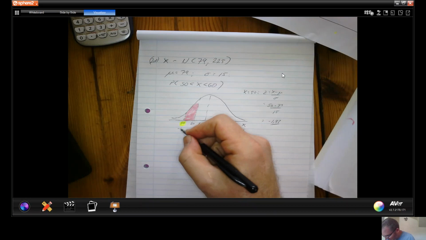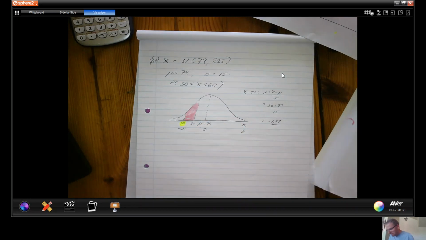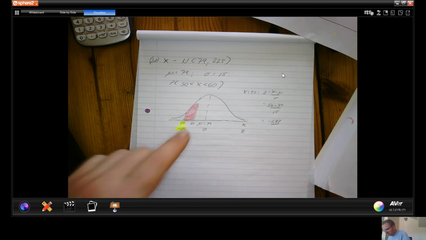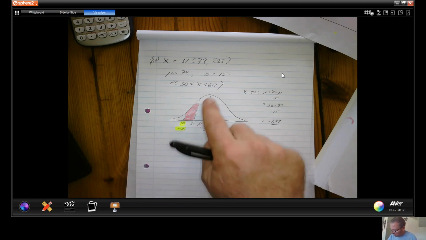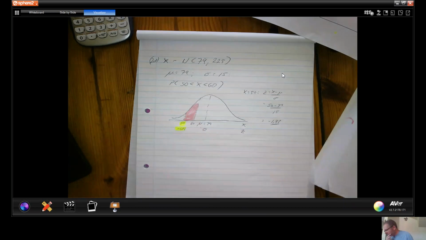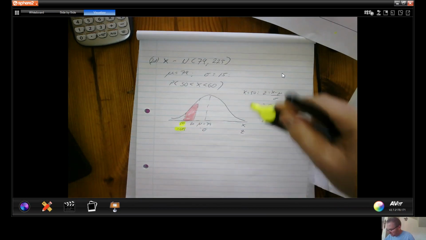So this is a Z score of negative 1,93. It's nearly 2 standard deviations to the left. And remember, about 95% falls within 2 standard deviations. Don't worry. This should be 47.5%, that whole area over there, roughly. So Z is equal to negative 1,93 when X is equal to 50.